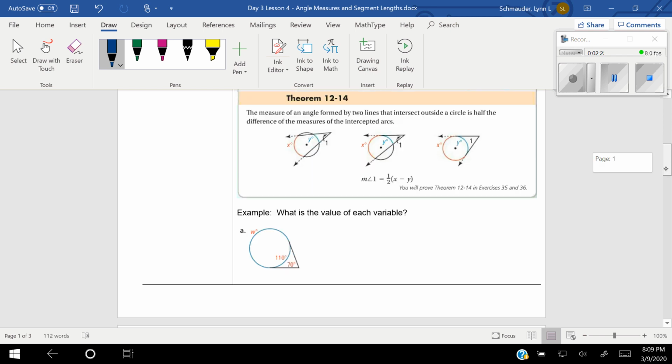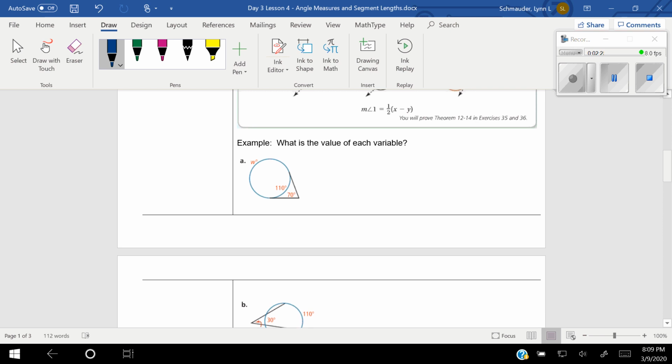All right, so the best way for this to start to make sense to us is for us to do some problems. So here we go. What is the value of each variable? Well, we've only got one variable here, and if we're going to apply one of these theorems, we've got an intersection outside the circle here, so that we know the measure of the angle. I'm just going to leave it angle for now. The measure of the angle is half the difference, right? If the intersection is outside, so the bigger arc here would be W. Smaller arc is 110.